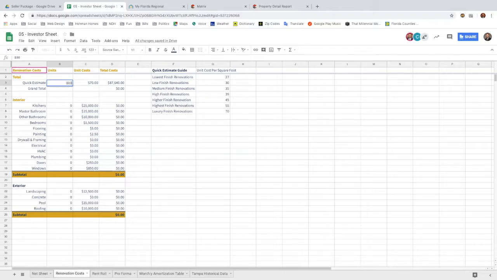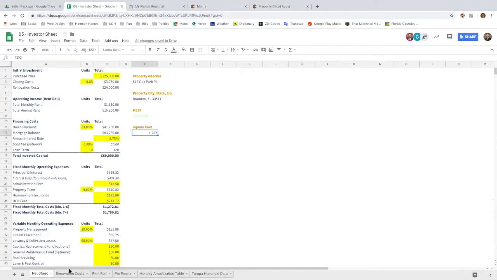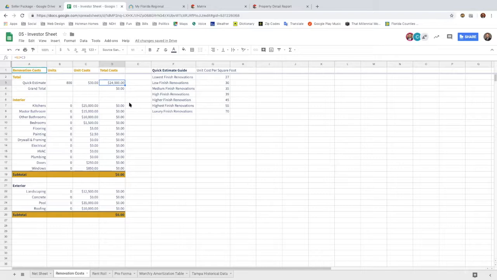And with this particular unit, you're probably not touching every room in the house. So let's say maybe we're only touching 800 square feet of it, and we want to do a low-end finish. That gives us about 24 grand to update kitchens, bathrooms, floorings, paint, things like that. That's a pretty conservative estimate to be able to do a lot of good things with this particular property. So with that, we have 24,000 here.